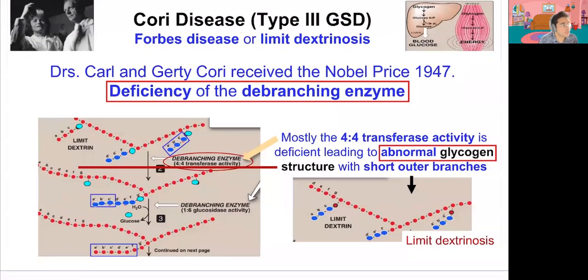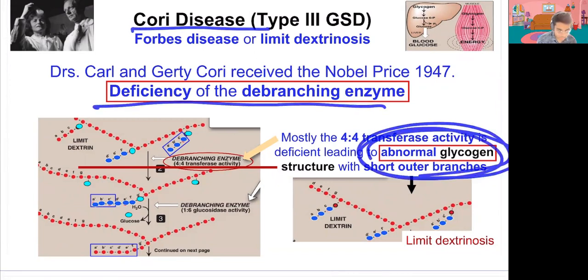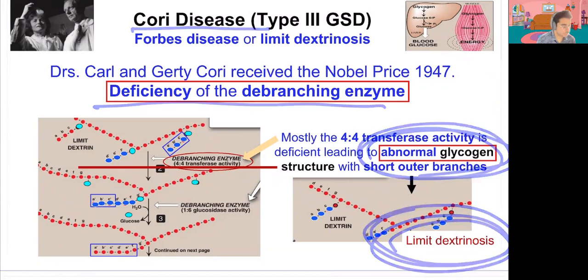Cori's disease, this one's a little interesting because it's a deficiency of the debranching. So what are you going to have? Abnormal glycogen, because you have to do the debranching process so that you don't have weird, overly long chains, right? And the buzzwords for this are Cori's disease, deficiency of debranching, abnormal glycogen, and then limit dextrin.